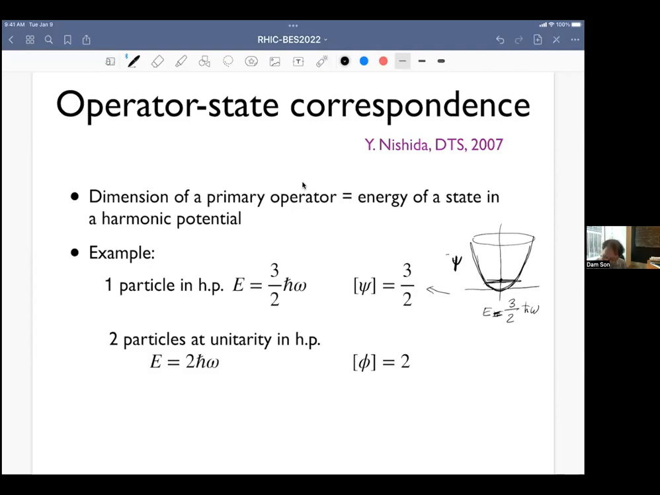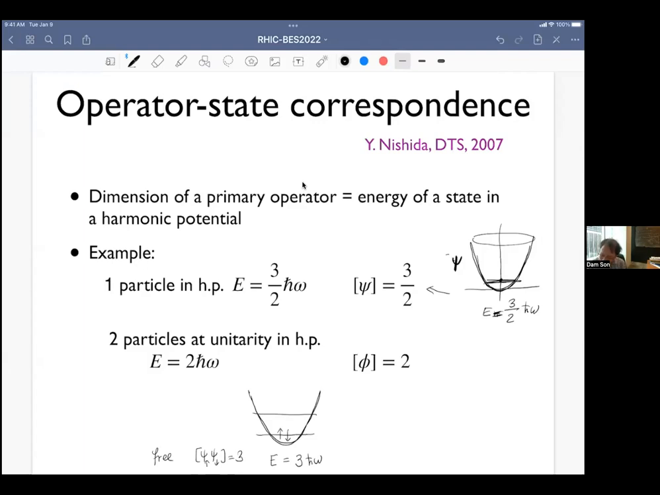Okay, now if we take two particles and put them in a harmonic potential, two fermions with spin up and spin down, then the following thing happens. If the two fermions do not interact with each other, we can put them in the same ground state, and the energy of that state would be equal to 3 times h bar omega. So in the free theory, the dimension of the operator psi up psi down is equal to 3. That's a pretty trivial statement.